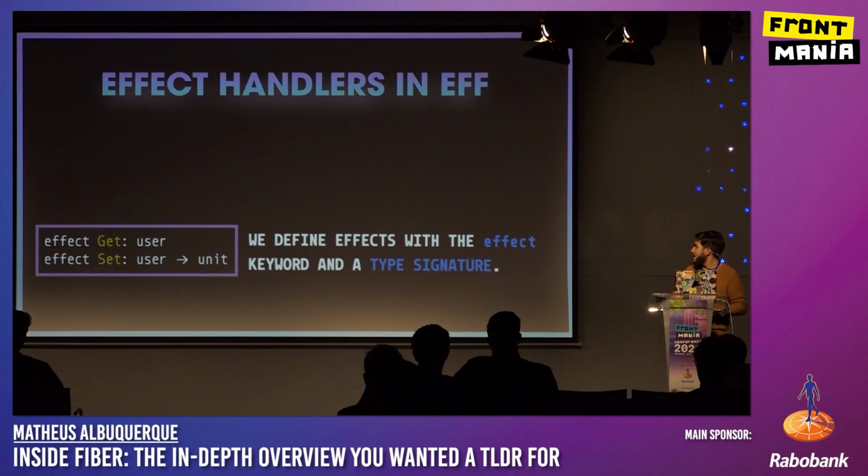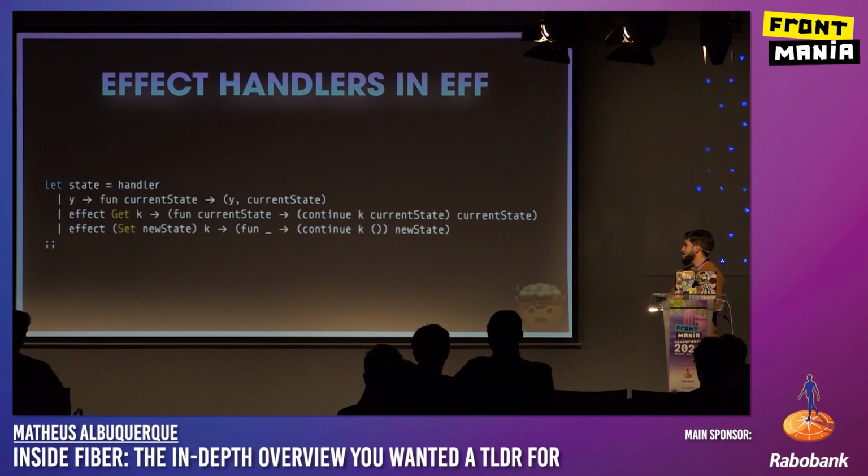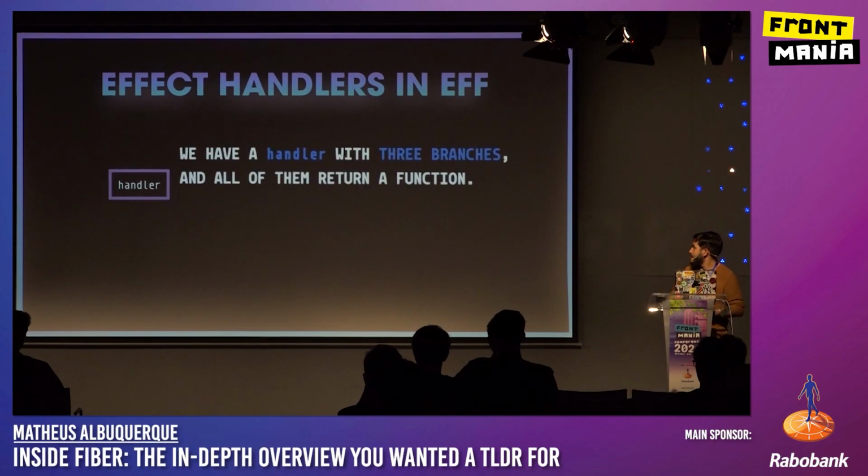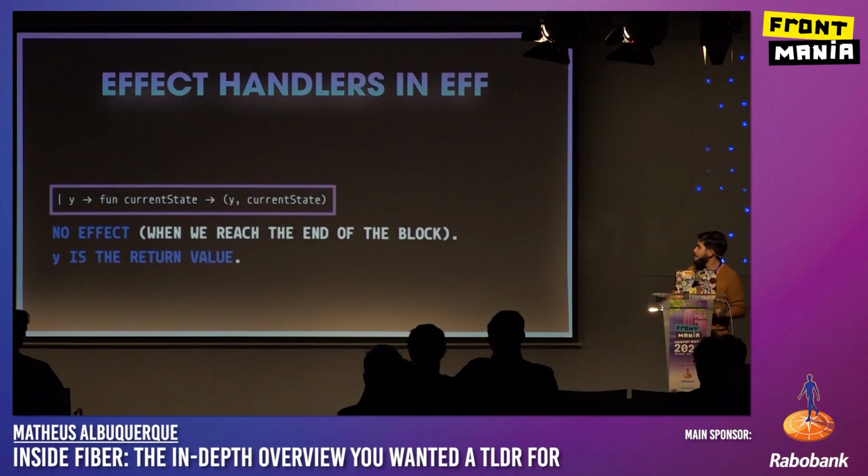And now we can have our effect handlers. The first thing you're going to notice is that some things are similar to the pattern matching we saw. And we annotate these with a handler keyword that is part of the language. As you saw, we have three branches here. The first branch is when we have no effect. So here's our default case, let's say. And basically we are just returning a tuple.